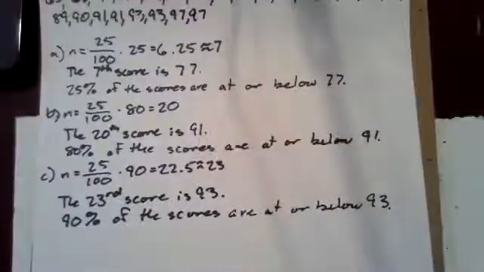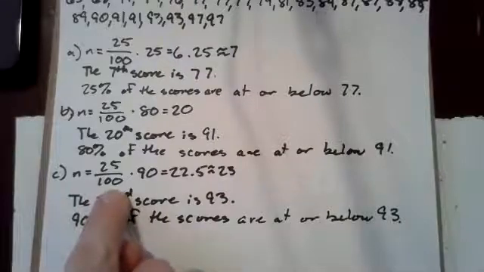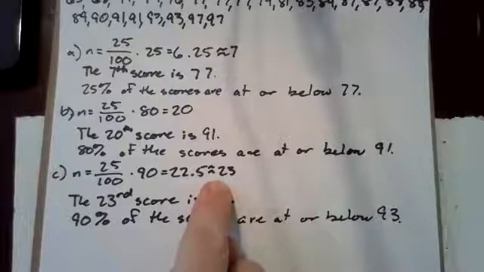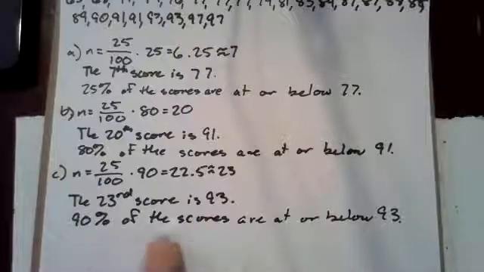Finally, we want to find the 90th percentile. That's n equals 25 divided by 100 times 90, or 22.5, and we'll round that up to 23. The 23rd score is 93, so 90% of the scores are at or below 93.